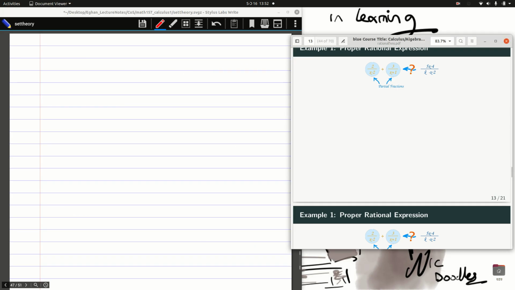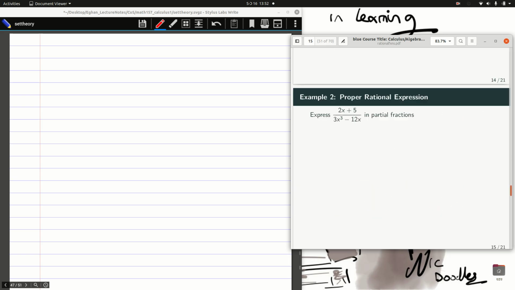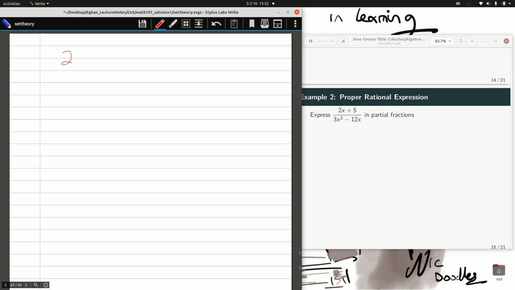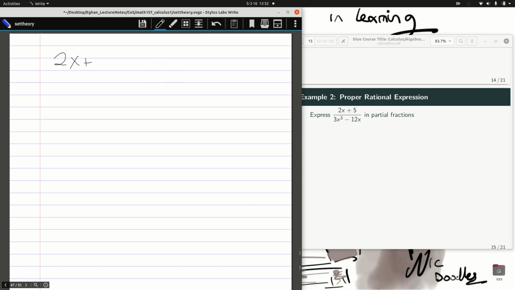Now the next example on the slide. I have to scroll so many times because of my pauses. It says express 2x. I was told the red pen in writing is not so clear, so let me just undo and use the black as usual. Express (2x + 5)/(3x^2 - 12x) in partial fraction form.